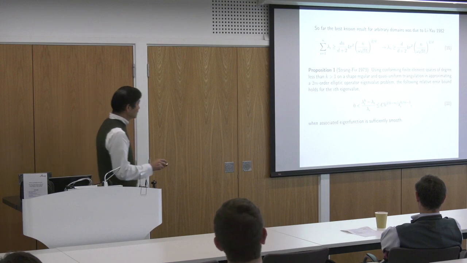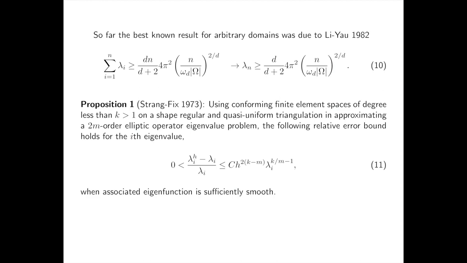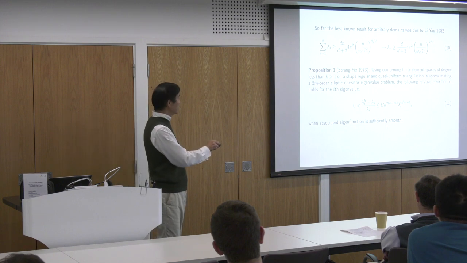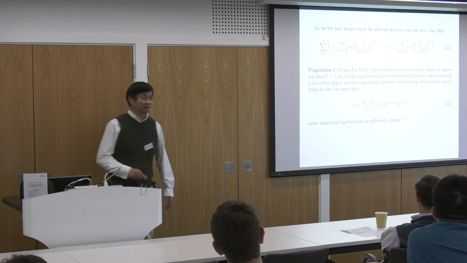Another one is from Strang and Fix, 1973 paper. There's a proof that the eigenvalue is conforming from above, right? It's larger than zero, so less than or equal to h to k minus m, and then this eigenvalue here. So the error bound depends on the eigenvalue. The larger the eigenvalue, the larger the error bound. So if you get the last eigenvalue, the error bound means nothing.